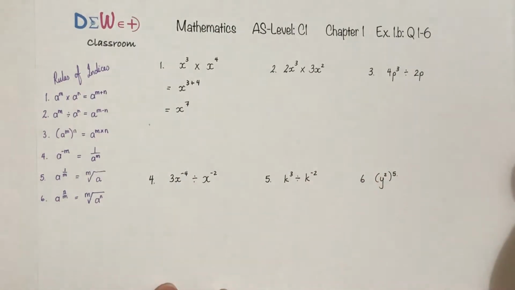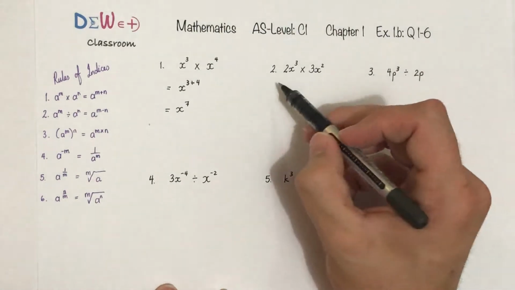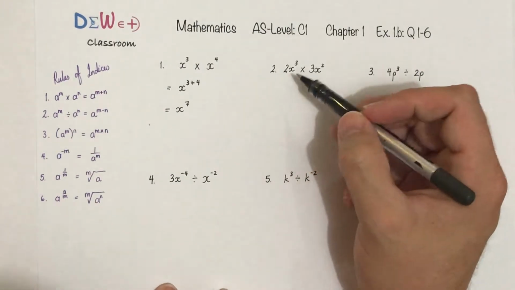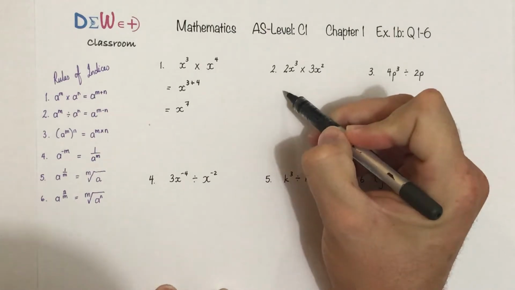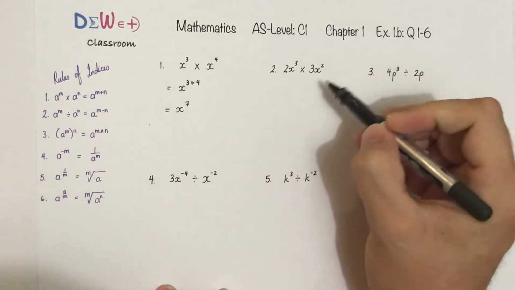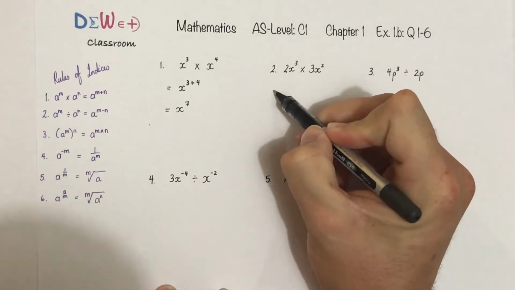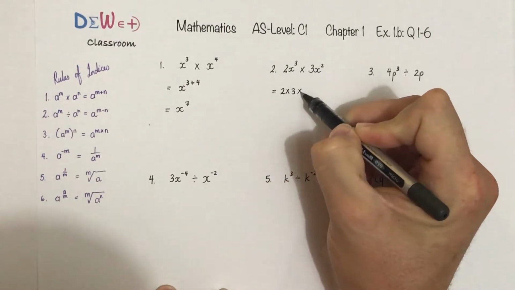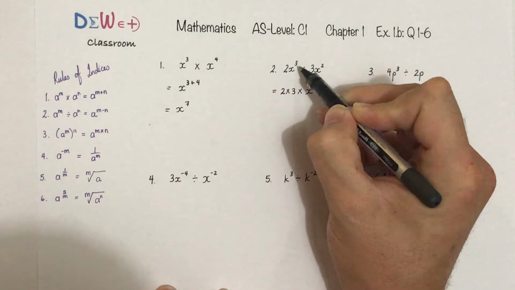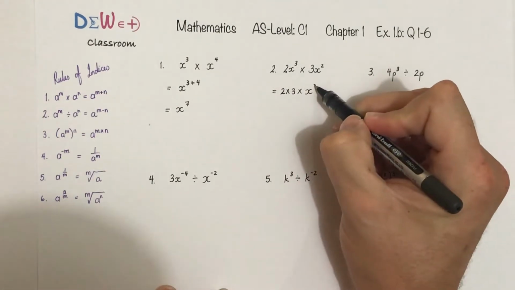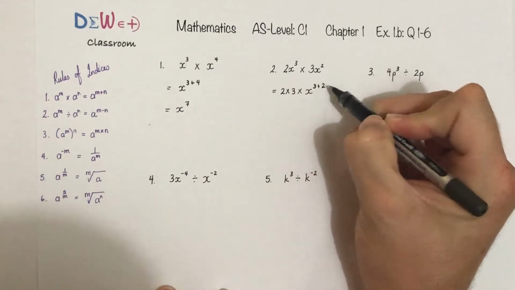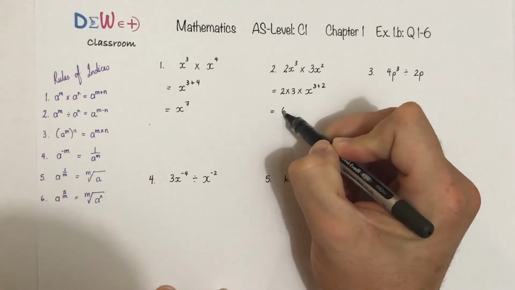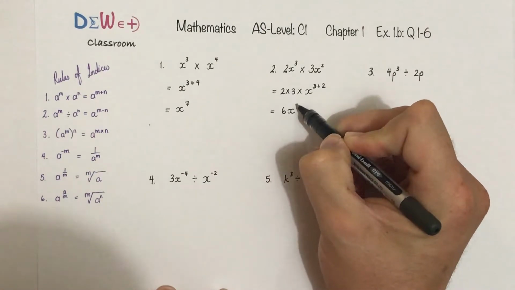Question number 2, we do the same thing. The coefficients can be written separately. It's all multiplied, and the order of multiplication does not matter. So effectively we have 2 multiplied by 3 multiplied by x, and the indices are added, 3 plus 2, which gives us 6x to the power 5.